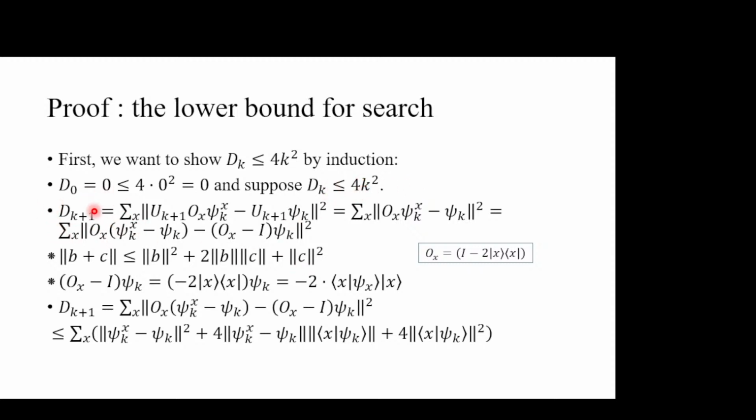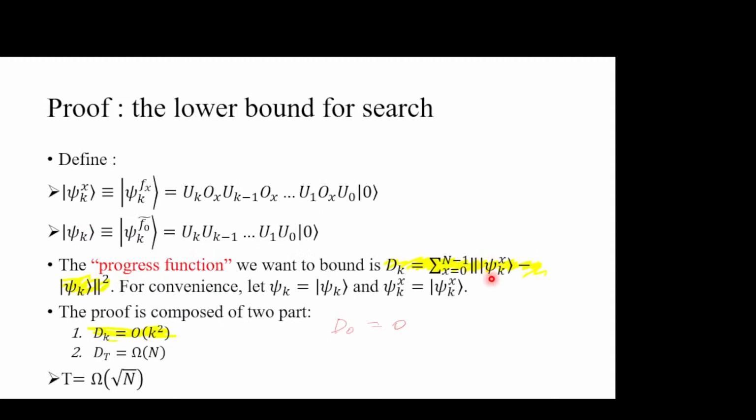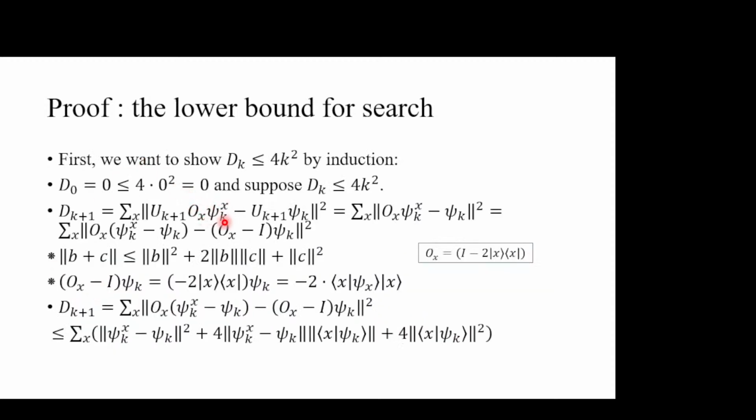So we think about what is d_{k+1}. Okay, and d_{k+1} is ψ_{k+1}^x minus ψ_{k+1}. And for ψ_{k+1}^x, we think about how ψ_k^x changes to ψ_{k+1}: you get the extra O_x and the extra layer of U_{k+1}. And for ψ_k, because the oracle is just identity, you only get the extra U_{k+1}. And so d_{k+1} is equal to the norm of U_{k+1} O_x ψ_k^x minus U_{k+1} ψ_k.